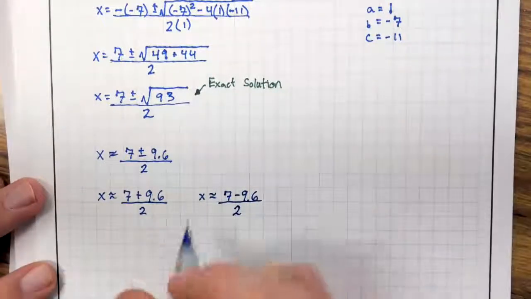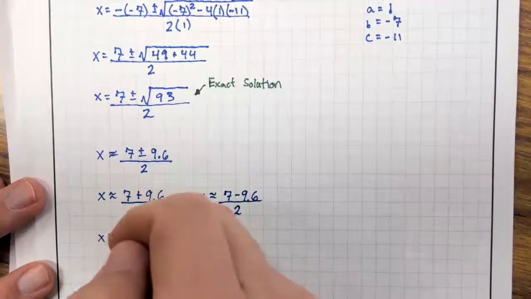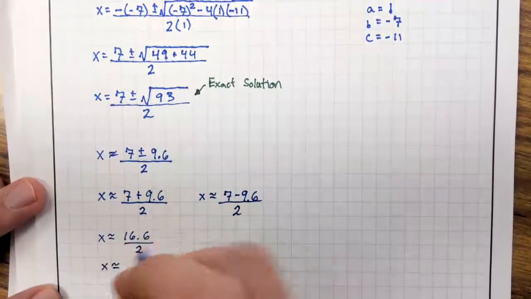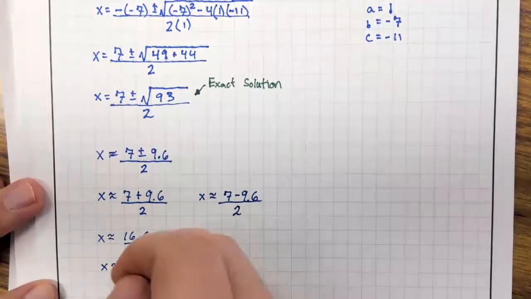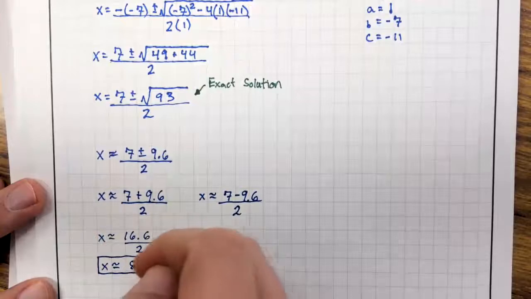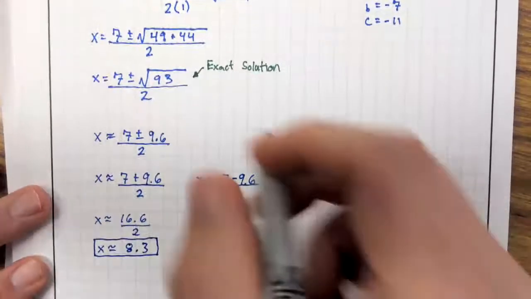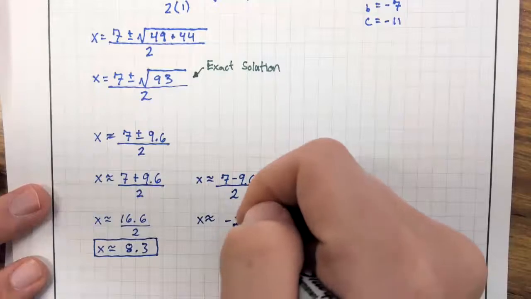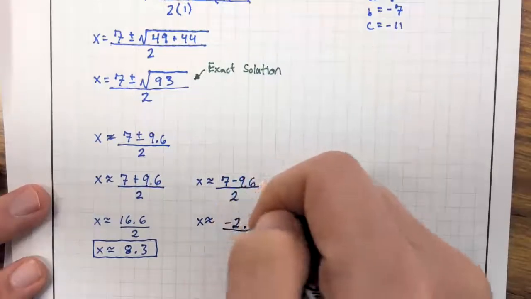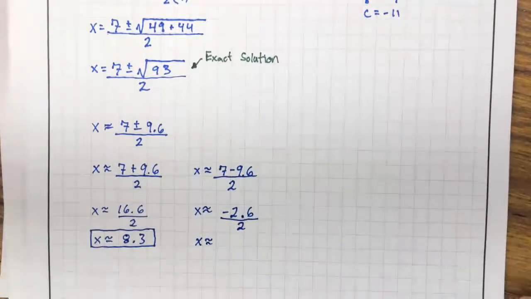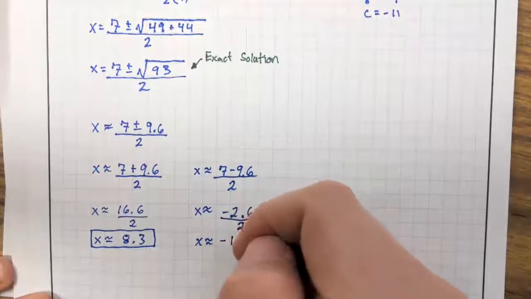Okay, so hey, 7 plus 9.6 gives us 16.6. Just cut all that stuff in half. So hey, there's one of our approximate solutions, 8.3. All right, cool. So now let's work on our other solution, 7 minus 9.6. And then divided by 2. So hey, on this one, x is going to be approximately -1.3.